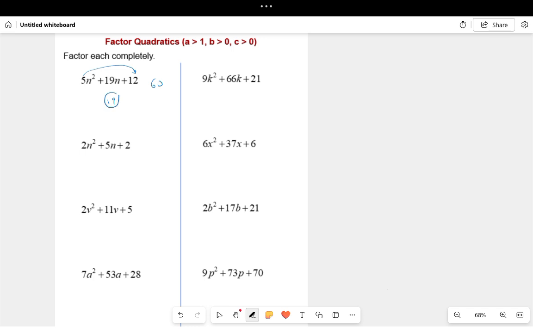Then draw a circle. Now you need to figure out that 5n squared can be split into 5n and n. Then you need to figure out two numbers that, when you add, you get 19, but when you multiply, you get 60. From our mental maths, the numbers are 4 and 15. So it's going to be 4 and 15.